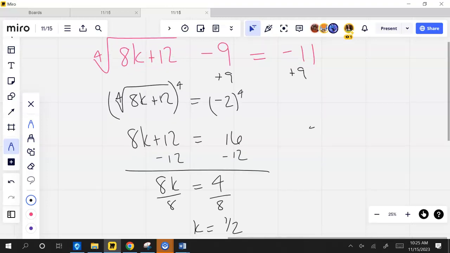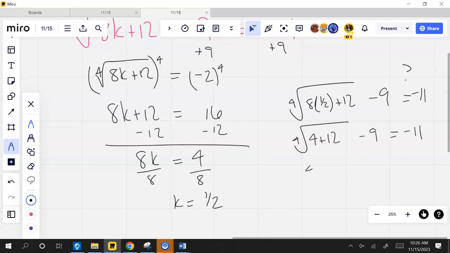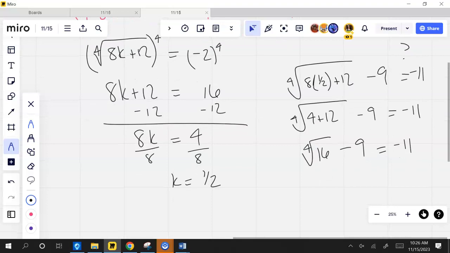So let's see what happens when we plug it in. The fourth root of 8 times 1/2 plus 12 minus 9. Does that equal negative 11? Fourth root of 4 plus 12 minus 9. Does that work? No. So this is extraneous.